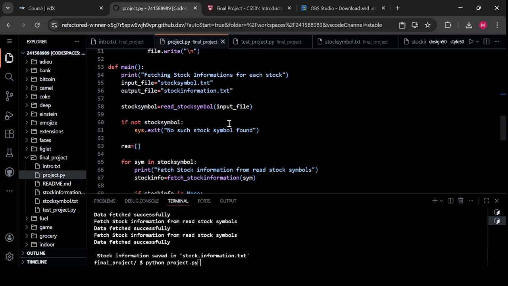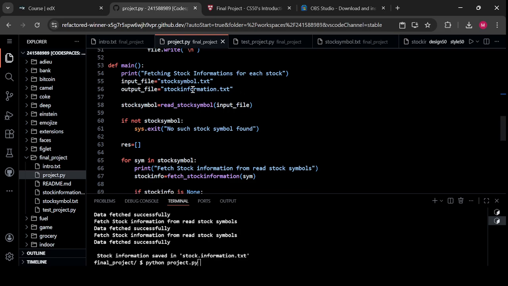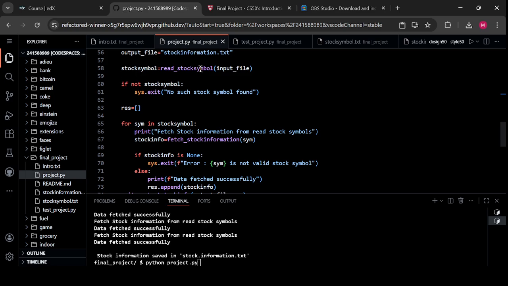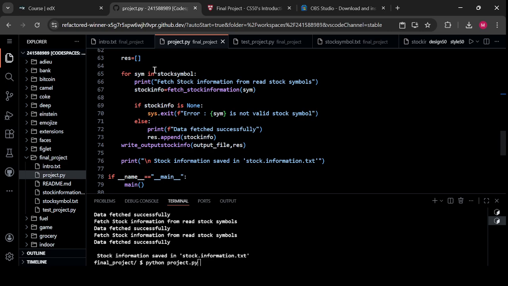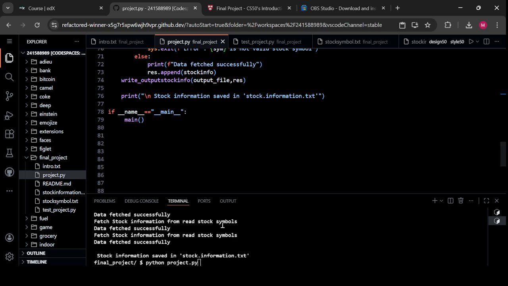So this is my main function, which contains the input and output text files that are declared, and the stock symbols are read from the inputted file by the read stock symbol function. If no such stock symbols exist, it exits with sys.exit. If such stock symbols exist, then the output about the stock information is written in the output file.